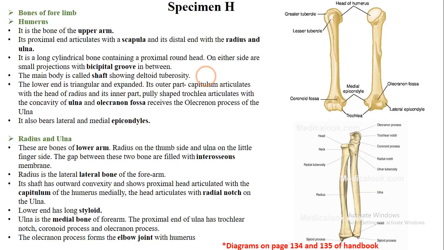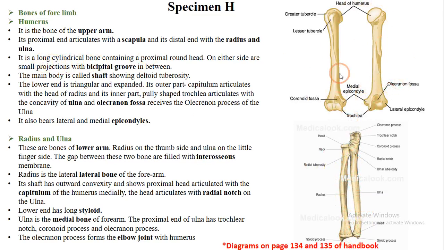Okay, so the first bone of the forelimb is the humerus, and the humerus is the bone of your upper arm. Now, if you see the proximal end, it is articulated with the scapula, and it has a distal end which is connected to the radius and the ulna. So radius and ulna are basically the bones of your lower arm. Okay, so the distal end of humerus will be connected to the radius and ulna, which is the lower arm.